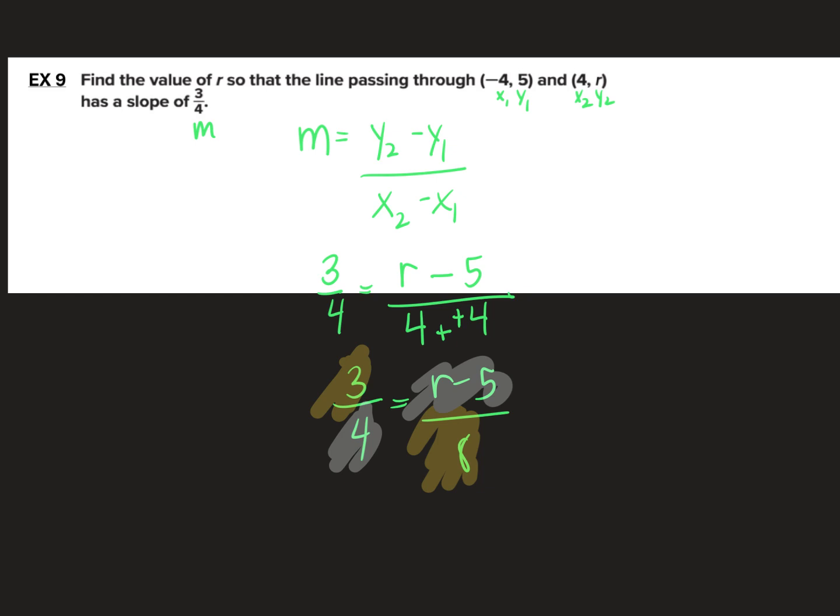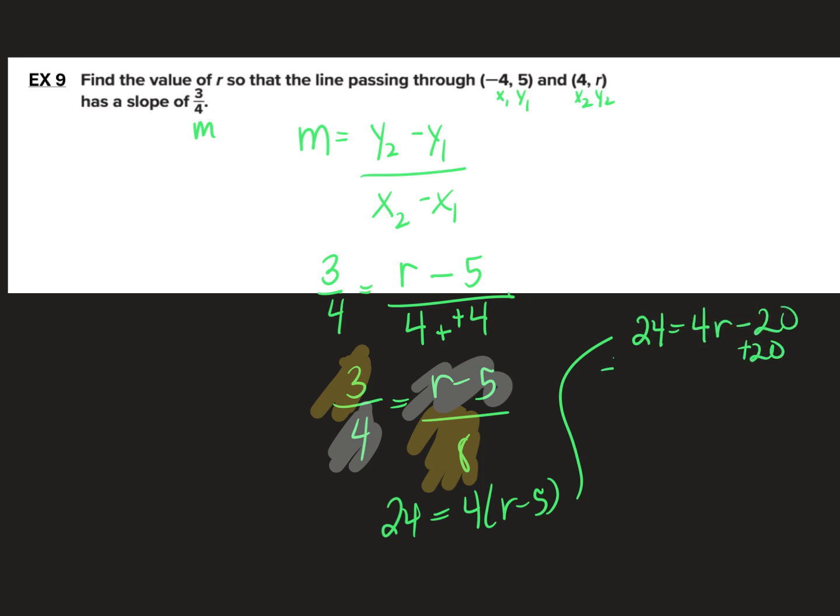3 times 8 is 24. That equals 4 times r minus 5. Now I will distribute the 4, so 24 will equal 4r minus 20. Then I would add 20 to both sides. So 44 would equal 4r. Divide both sides by 4, r will equal 11.